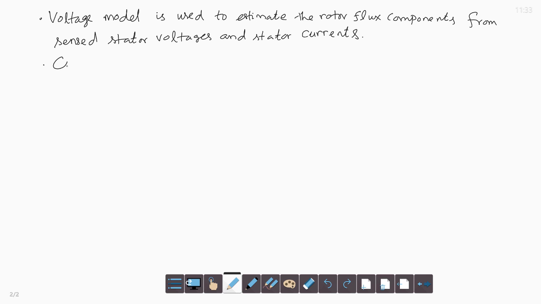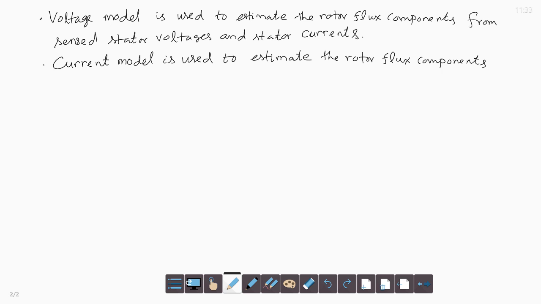And another one is the current model. Current model is used to estimate the rotor flux components from sensed stator currents and speed.